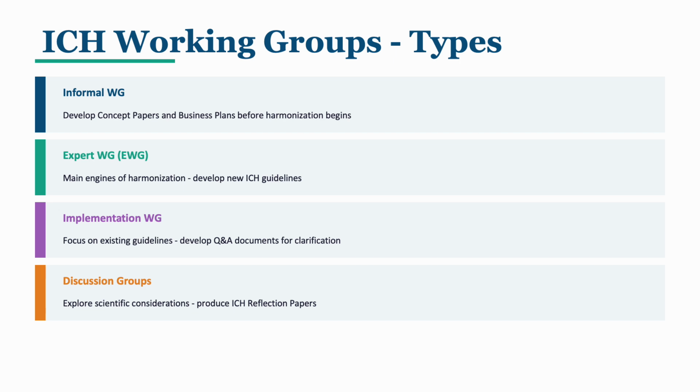ICH uses 4 types of working groups to accomplish different objectives. First, informal working groups develop concept papers and business plans before any official ICH harmonization activity begins. Second, expert working groups, EWGs, are the main engines of harmonization, developing new guidelines. Third, implementation working groups, IWGs, focus on existing guidelines, developing Q&A documents. Fourth, discussion groups explore specific scientific considerations, often producing ICH reflection papers.